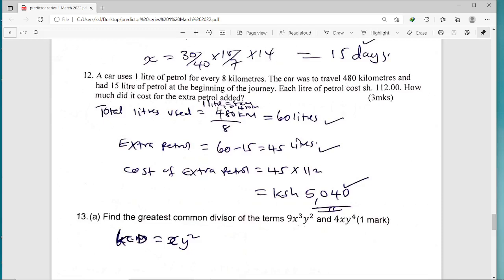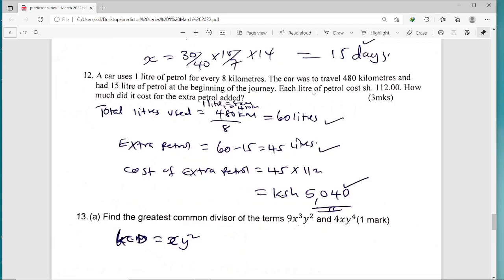So, first of all, we know that 1 liter is 8 kilometers. What about 480 kilometers? How many liters will it take? It is 480 divided by 8. The total liters to be used is 480 divided by 8, which is 60 liters. But we know that the car had 15 liters at the beginning of the journey. So the extra petrol that was needed is 60 minus 15, which is 45 liters.